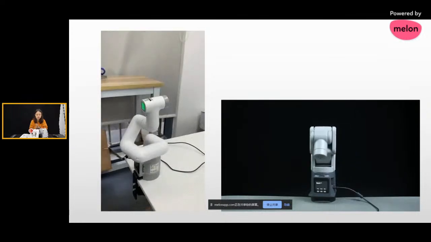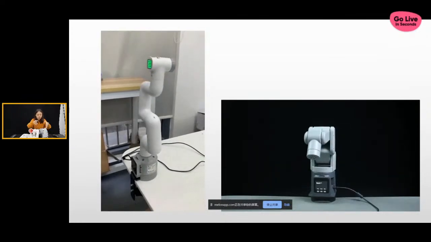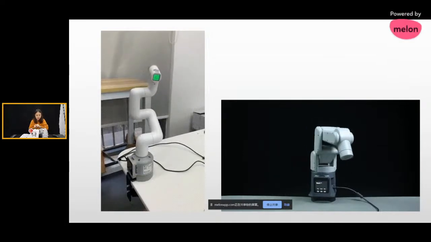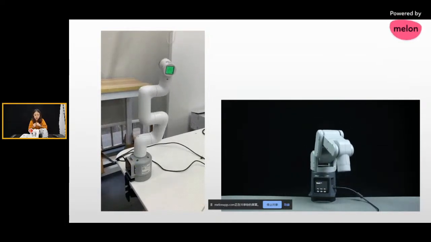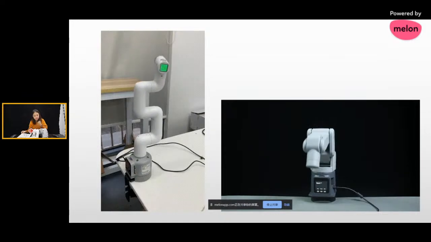The big differences are about the hardware and the structure. So I hope I have explained it very clearly to you.